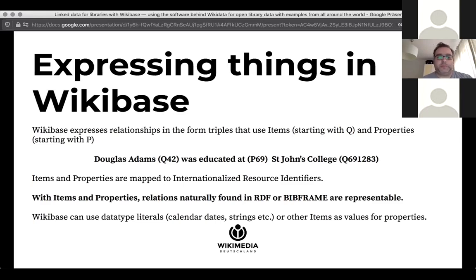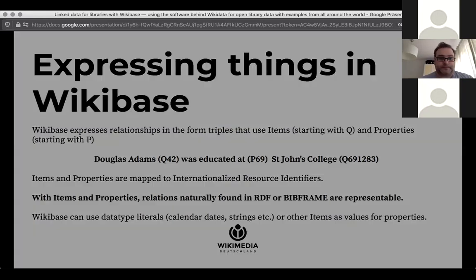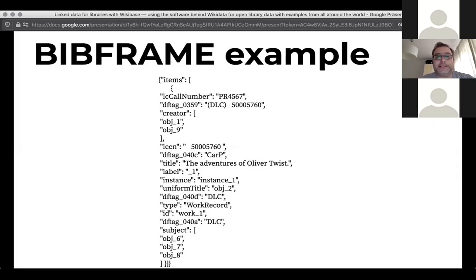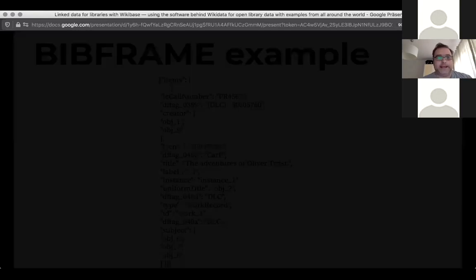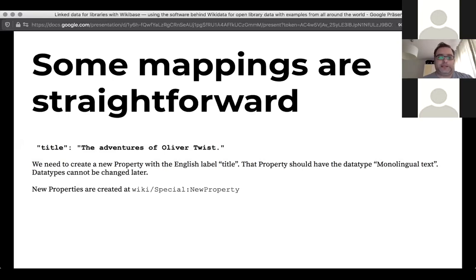All of these items and properties are mapped to URIs or internationalized resource identifiers, actually. And you have various data type literals for that. That could be calendar dates, strings. It could also be geolocation data. I gave some of the examples in the query section at the start of the presentation. So if you look at this JSON serialization of a BibFrame example, you see that a lot of that very readily maps to the way that Wikibase handles its structured data. You would have something like title and then The Adventures of Oliver Twist. And of course, mappings like that are pretty straightforward.